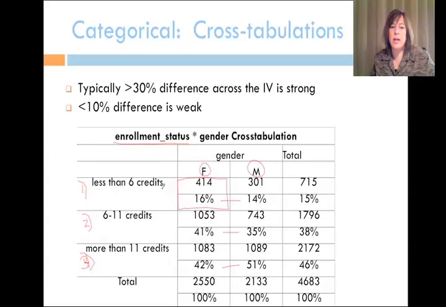16% of females had less than 6 credits, 41% of females had 6 to 11 credits, and 42% of females were full-time.